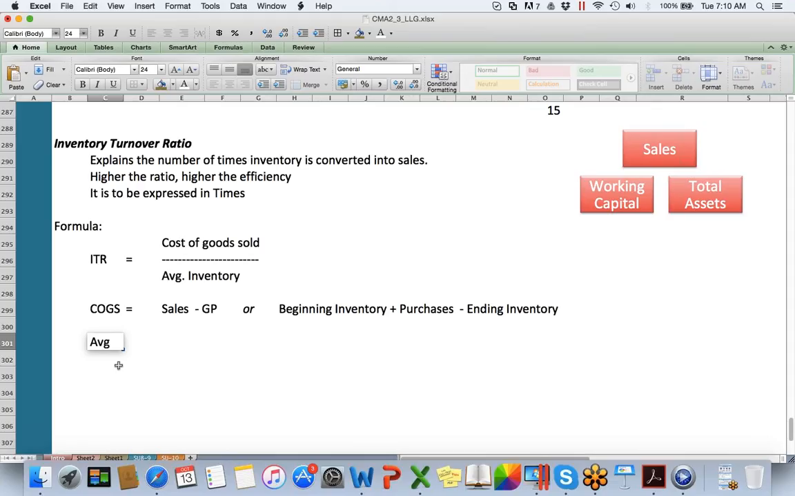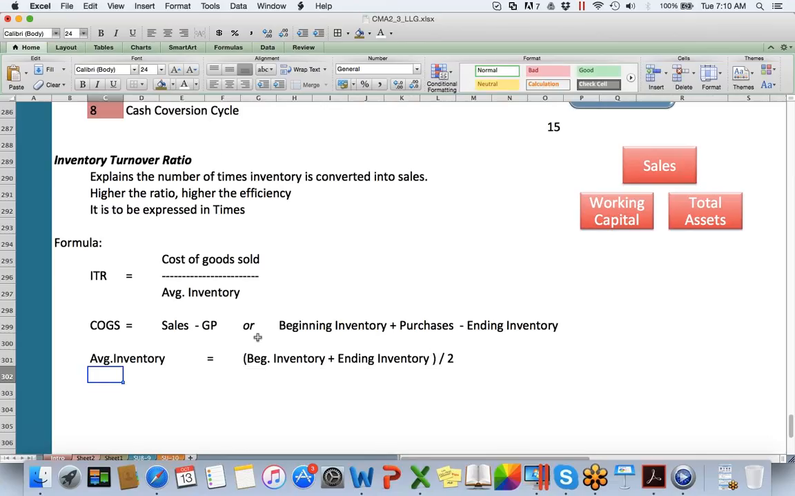Then average inventory equals beginning inventory plus ending inventory. You will have two balance sheets, last year balance sheet. Last year closing stock becomes current year opening stock, that divided by 2.